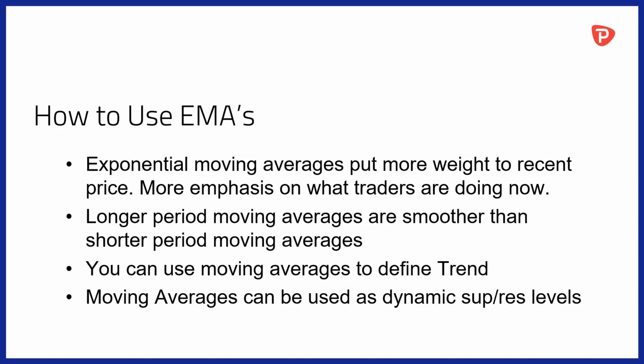Then of course, longer period moving averages are smoother than shorter period moving averages. This makes sense because the shorter period moving averages are going to be going up and down a lot quicker due to the fact they're not covering as many candles or time. And you can always use moving averages to define trends. We'll talk about that as something that we use quite a lot when starting to teach traders how to trade, and also when we're defining trend on shorter time frames.